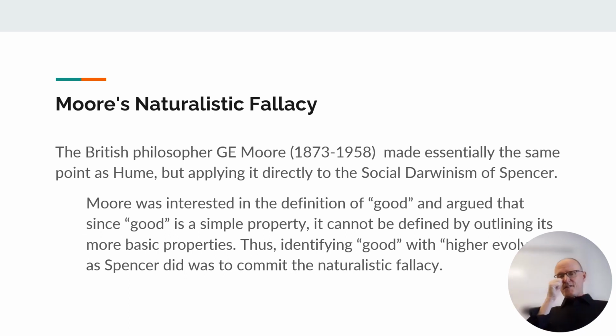What Moore says is that you can't identify goodness or the good as a simple property. Well, he thinks it is a simple property. You can't define it in terms of other things. It can't be defined in terms of more basic properties. So he said you can't identify good with being more highly evolved. So he thought that the work of Spencer and social Darwinism was relying on a fallacy which he called the naturalistic fallacy, identifying the moral property of good with some kind of property of nature.